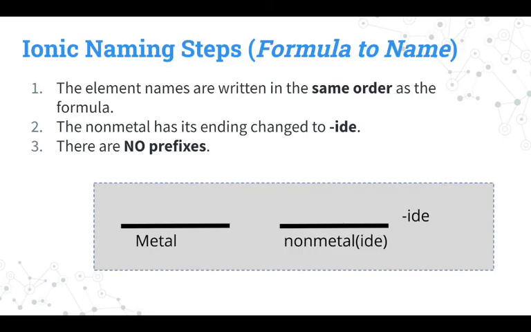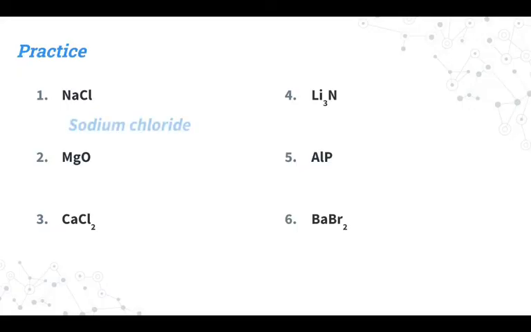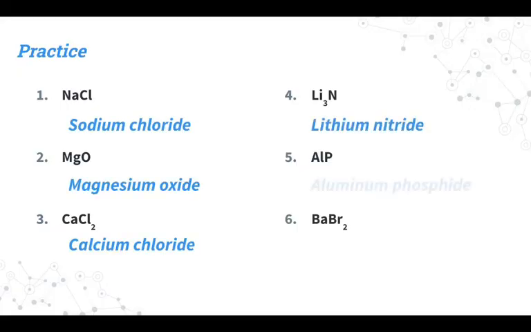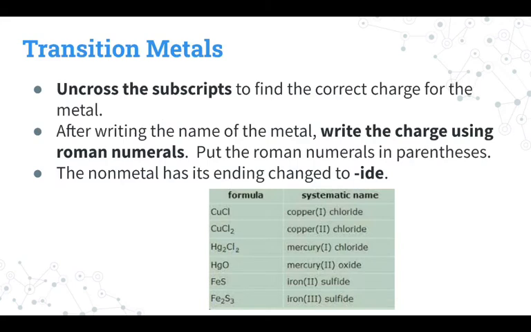All right, last class we did our ionic naming steps, so we already know how to do these. Again, if you did not get those answers, here they are. All right, let's go ahead and look at our transition metals on page 7.